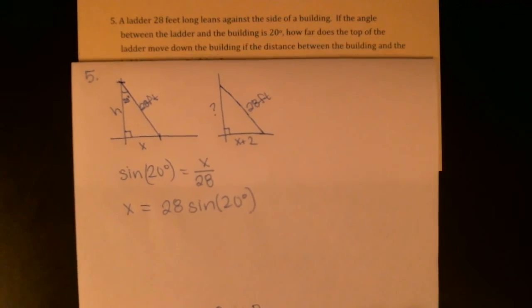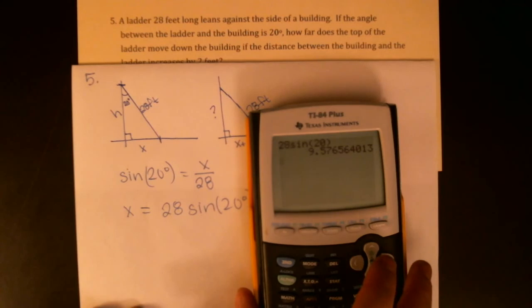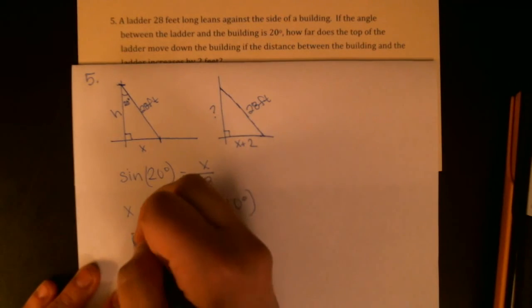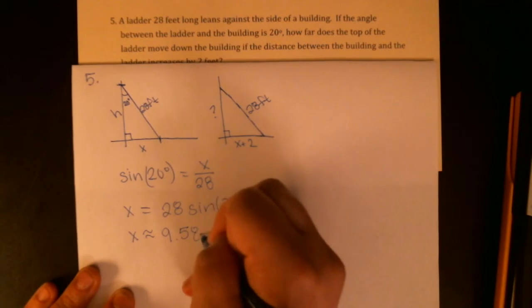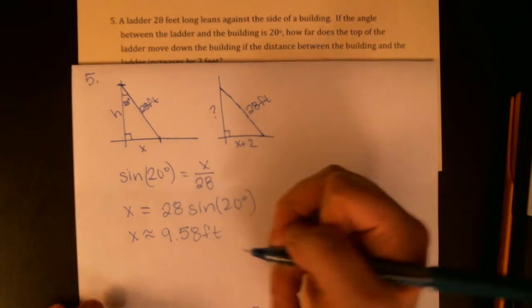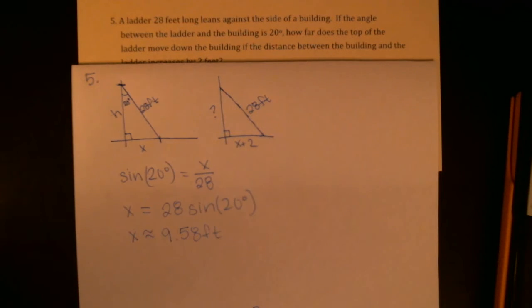Okay, and we can check on our calculator. 28 sine 20 gives me about 9.58. So x is approximately 9.58 feet. Okay, so now we have the base. I'd also like to find the height. You can do this using trig functions again, or you could also use a Pythagorean theorem. That's entirely up to you.